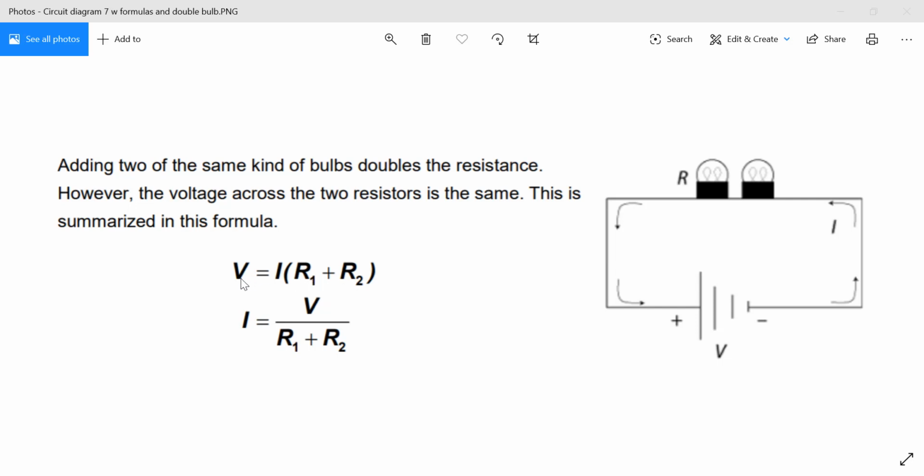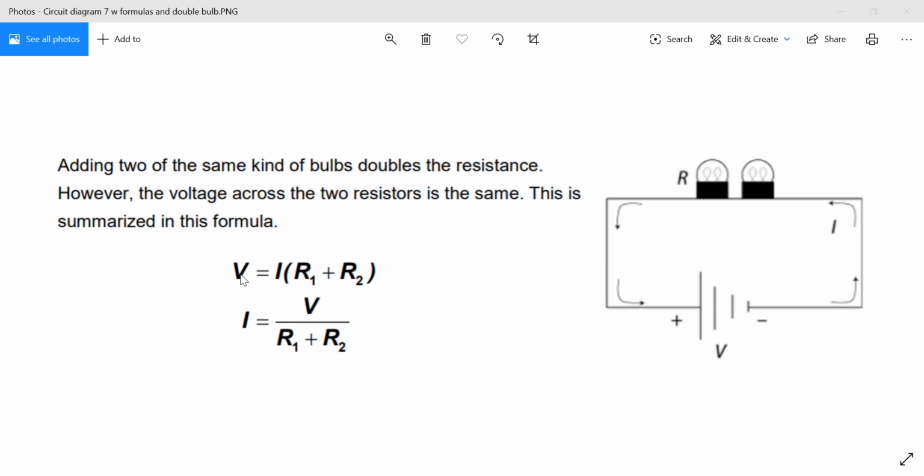So in other words, voltage still equals current times resistance. But this time we're going to use 2 resistors, so we have to take the sum. We have to add all of the resistors in the circuit, so 2 of them. It's not really that complicated. And what we're going to do is solve for current this time.